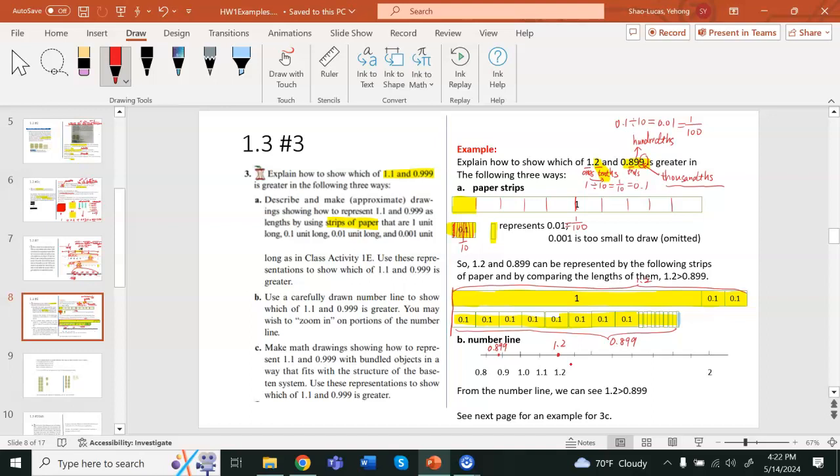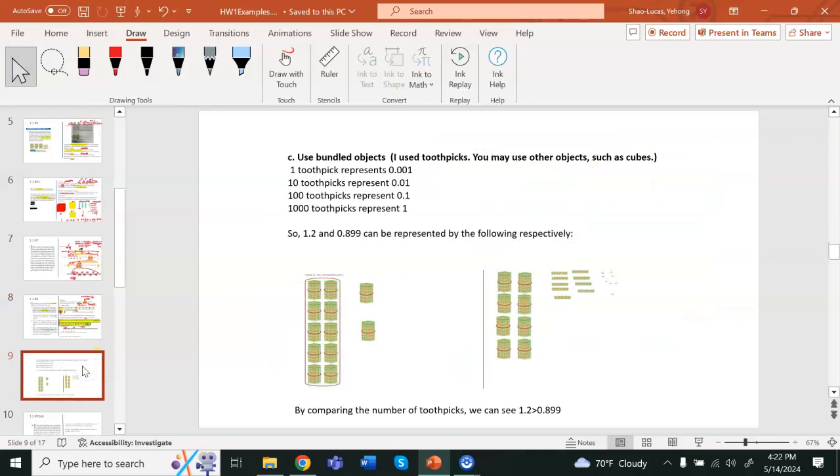Okay, for part C, we're supposed to use bundled objects. For paper strips, we compare the lengths, see which one is longer. But for bundled objects, we compare how many, so the cardinality, see which one has more. Because I couldn't fit them on this page, I'm going to have to put them on this next page here.